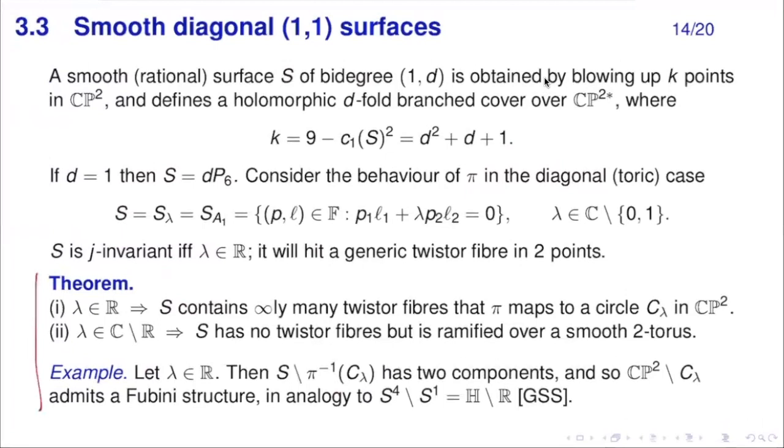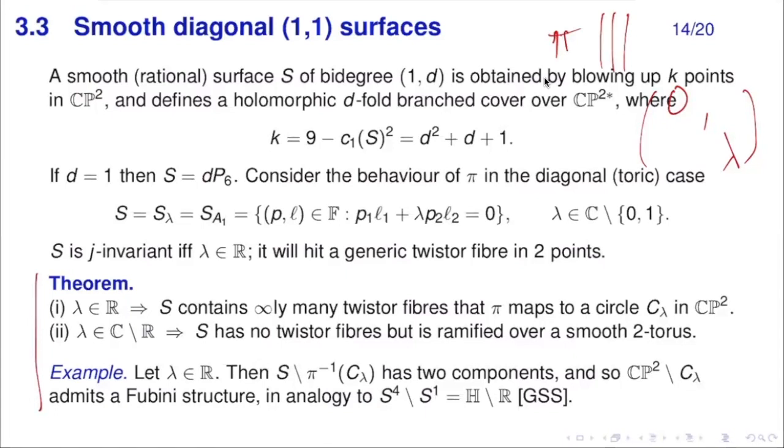So for this particular type of 1-1 surface given by a diagonal matrix, remember, up to unitary equivalence, it turns out that we have this parameter lambda, which is like a cross ratio. Lambda can't be 0, it can't be 1, because we want distinct eigenvalues to get the thing to be smooth. And if lambda is real, it turns out that there are infinitely many of these twistor fibers of pi which lie in our surface. And this infinite family of fibers projects to a circle inside CP2.